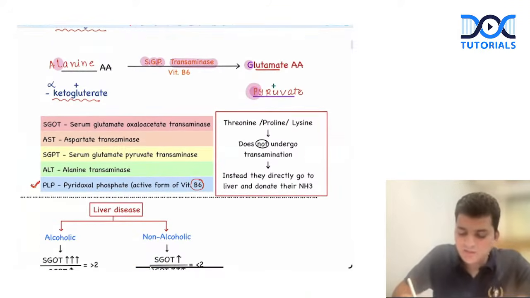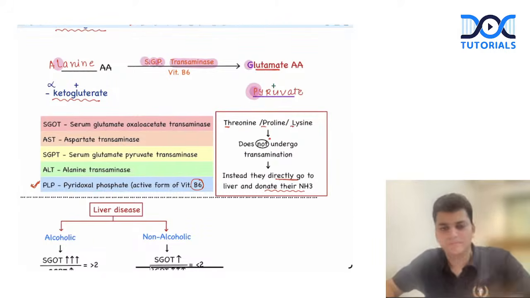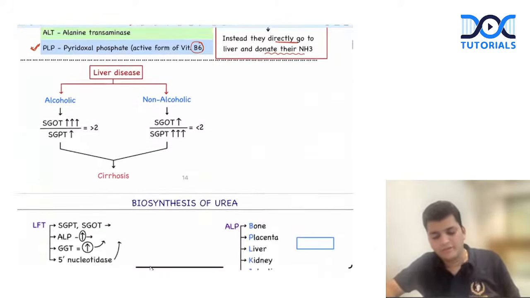Now, here you can see the TPL. Threonine, proline, and lysine don't undergo transamination because they go directly to the liver and directly donate their ammonia to the liver. Now, how to interpret the liver function test?